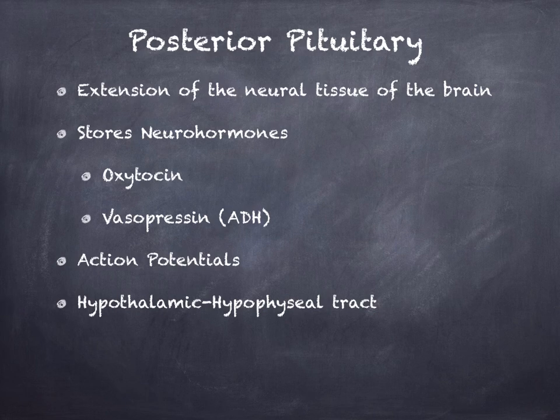So, like I said before, the posterior pituitary is an extension of the neural tissue of the brain. However, it does not manufacture hormones, and it simply stores them and releases them when the neurons are fired. This works through an action potential. Action potentials travel down the axons of the hypothalamic neurons, causing release from their axon terminals in the pituitary gland. The hypothalamic hypophyseal tract is a nerve bundle that maintains that neural connection between the hypothalamus and the pituitary gland.